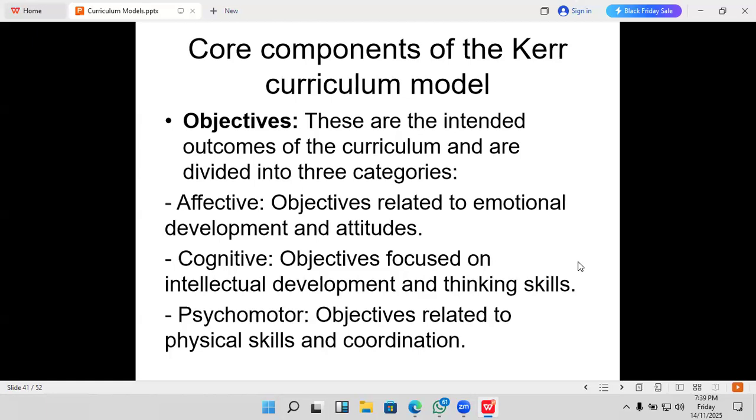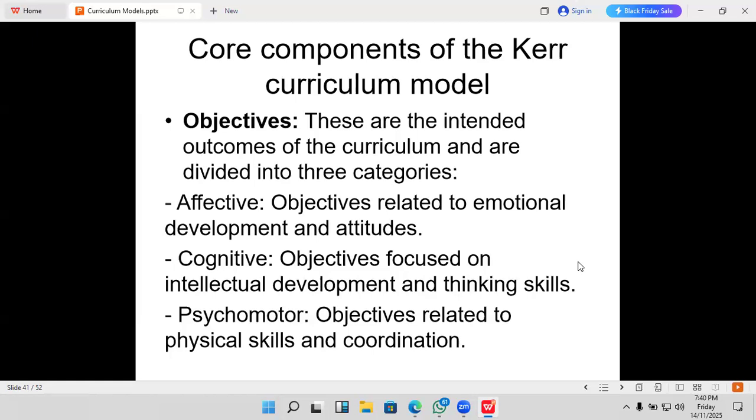Therefore, we have to thank Kerr for introducing that the objectives of the curriculum are divided into three categories. Even now, we are very busy with developing curriculum. We also use this Kerr model when we develop curriculum for different courses.